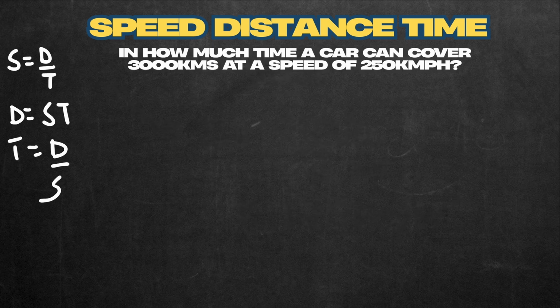So the last application question: in how much time can a car cover 3000 kilometers at a speed of 250 kilometers per hour? Okay, now again, if you have all of that given, no need to panic, just apply this, right? What is the formula? Time equals distance over speed.